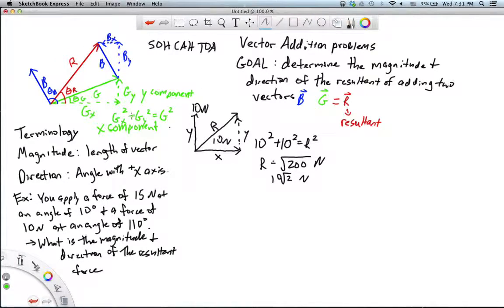So what I normally give you is, let's say I tell you to add these two forces, one 15 Newton force at 10 degrees, and another 10 Newton force at 110 degrees, and I want to know what's the total force, the resultant force of these two individual forces being added together. And what you do is you take this initial force, so let's say the 15 Newton force that's going to be represented by this G, you break it up into its x and y components, and you separate those.